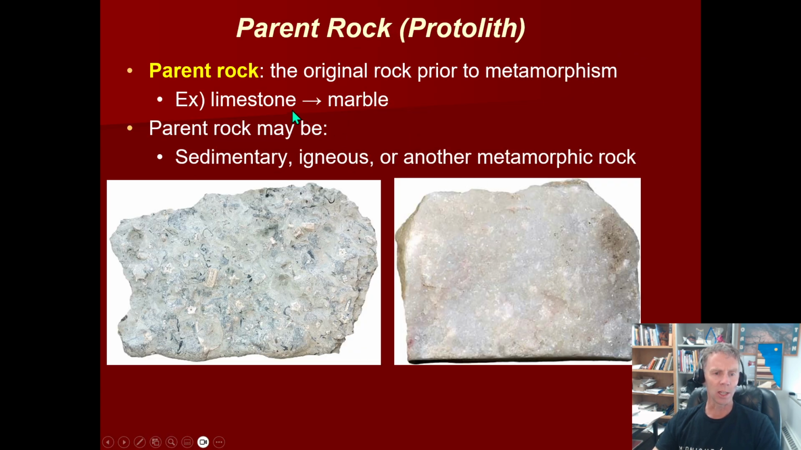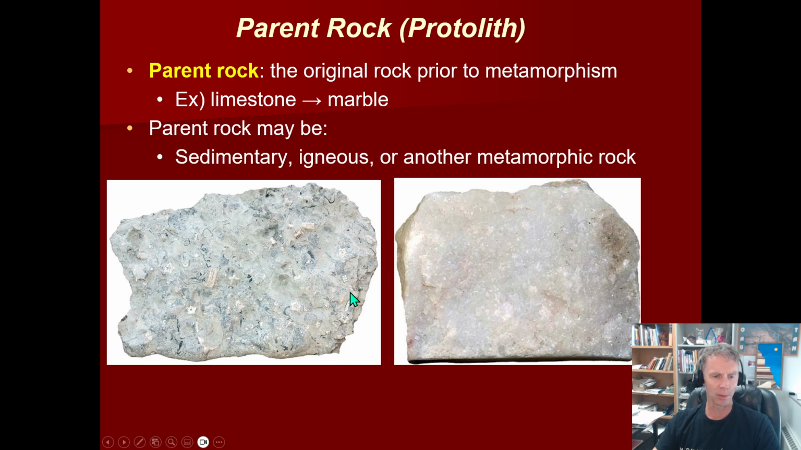So when we talk about the original rock that existed before it was metamorphosed, that's what we call the parent rock, although you sometimes hear the word protolith. I prefer parent rock, so that's the one I'm going to use. That's the rock that existed before metamorphism occurred. So in this case, we have a limestone. You can maybe pick out some of these little star shapes or rounded stems of crinoids in here. So this is a limestone that has chunks of invertebrate fossils in it.